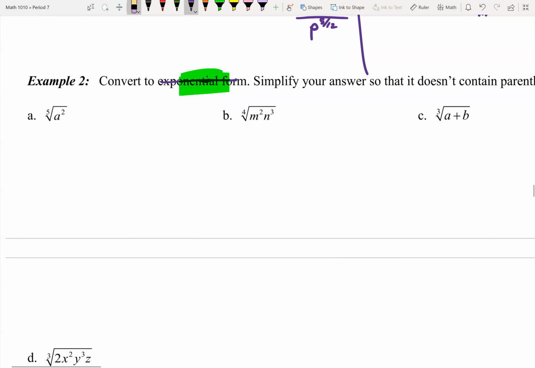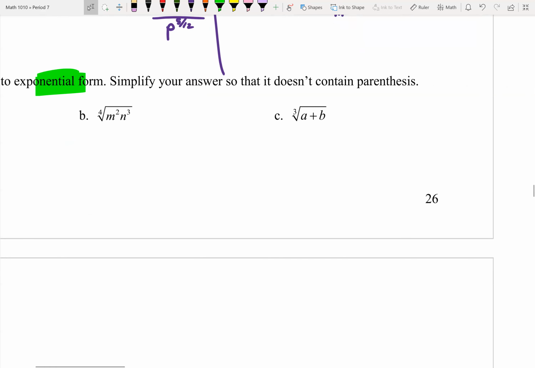Okay, exponential form, easy. So now we're going to take a little different approach, and it's super easy. So this is going to be an A. The A needs to be written as a fraction, or the exponent is a fraction. Everybody in the room, tell me the bottom number. 5. Tell me the top number. 2. That's all you do.